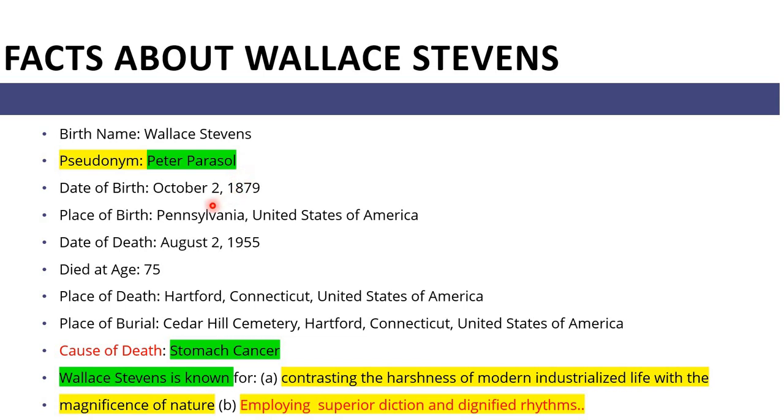One important fact is that his date of birth is 22nd October 1879. We can remember his date of birth with Mahatma Gandhi, who was also born on 2nd October. And the place of birth is Pennsylvania, United States of America.